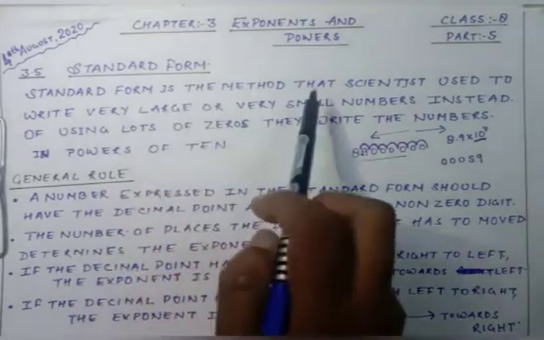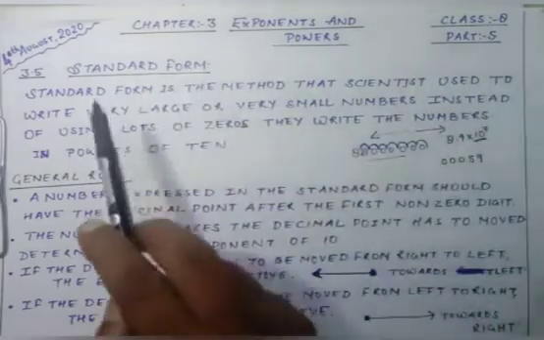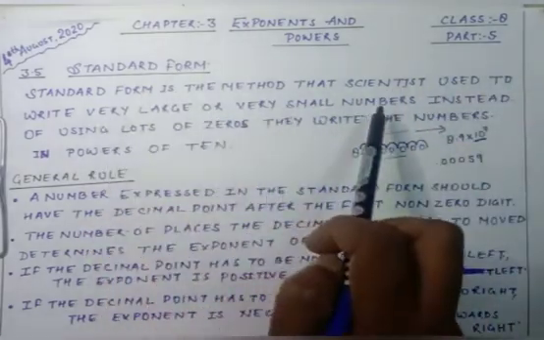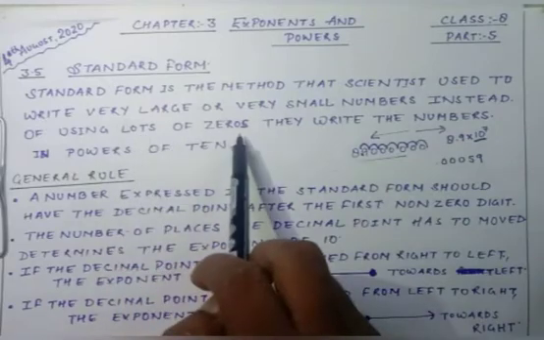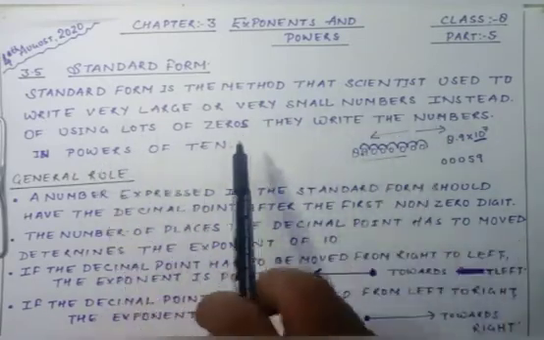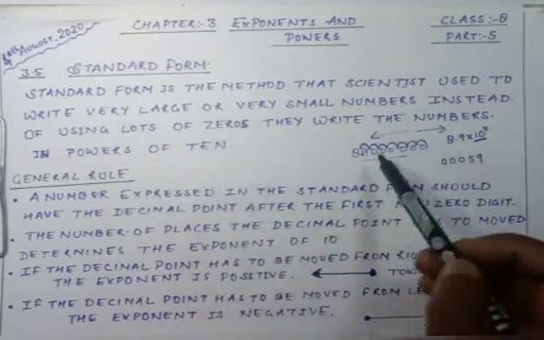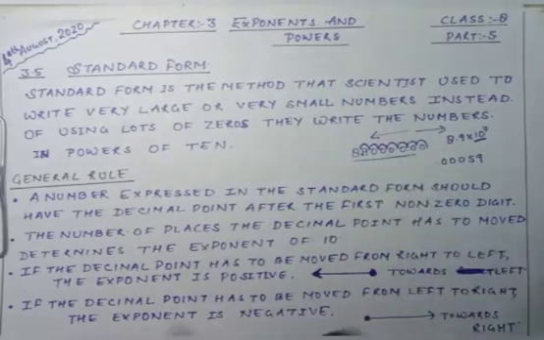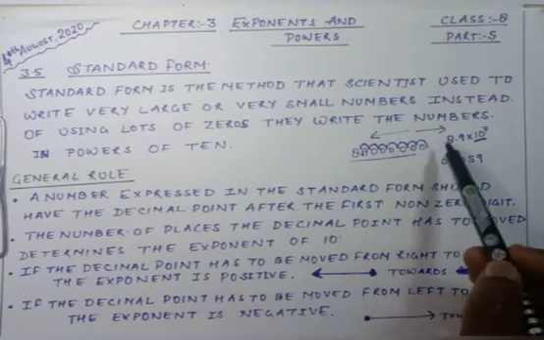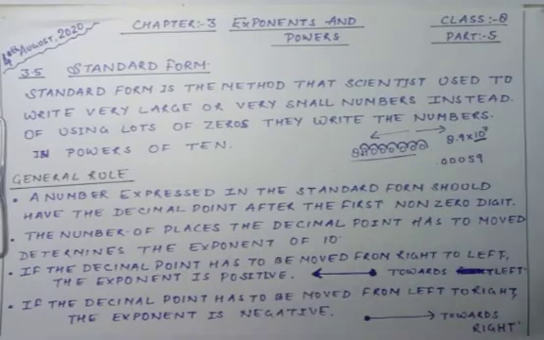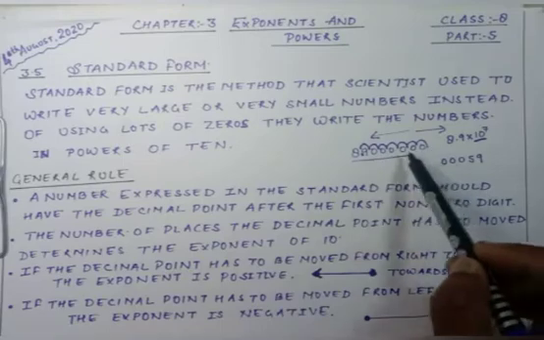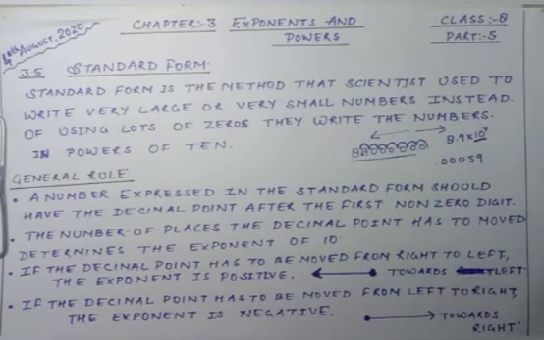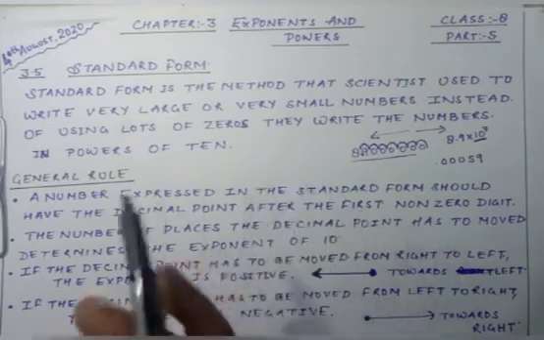Standard form is the method that scientists use to write very large or very small numbers. Instead of using lots of zeros, they write the numbers in power of 10. Over here I have taken an example, 89000000. How many zeros are there? 6 zeros. So instead of using these 6 zeros, if I have to write the number in standard form, there are certain general rules that we have to keep in mind, or we have to follow, to convert the given number into standard form.